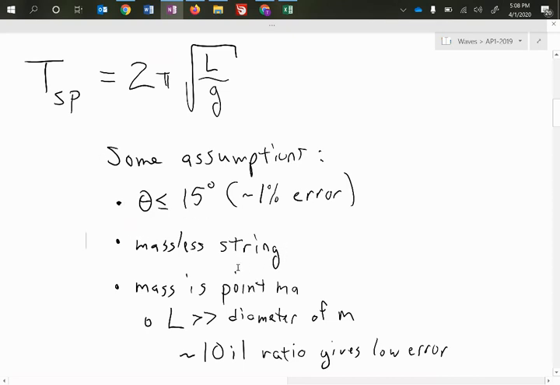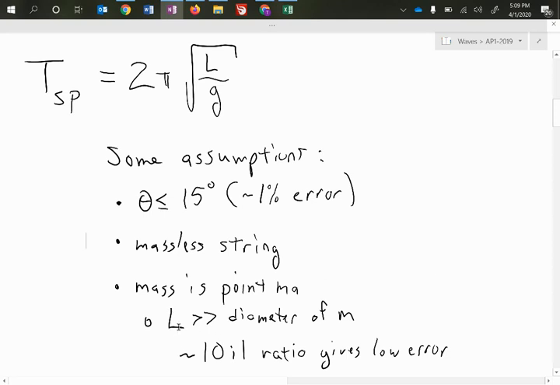One, the string itself of the pendulum would be massless, and really it can't bend either. And also the mass is a point mass. I don't know what happened to my two S's there, but that should say mass. I'll need to get that fixed up.